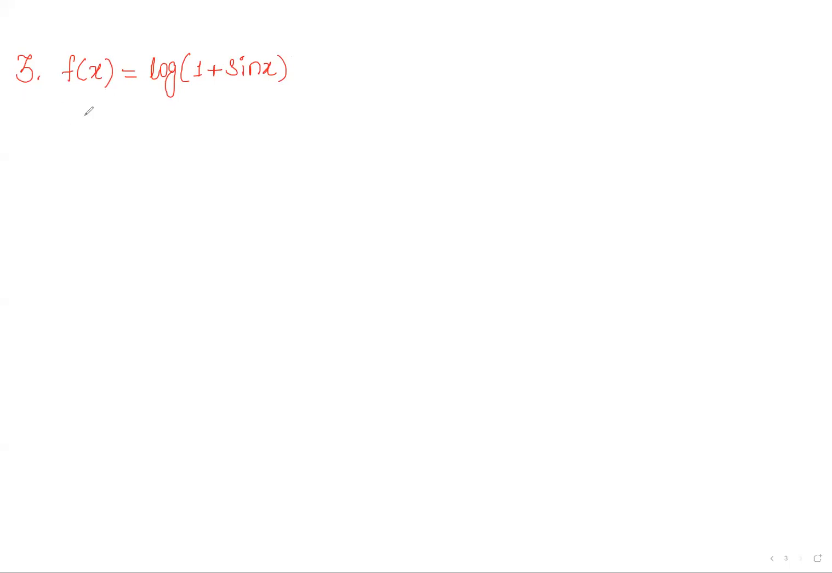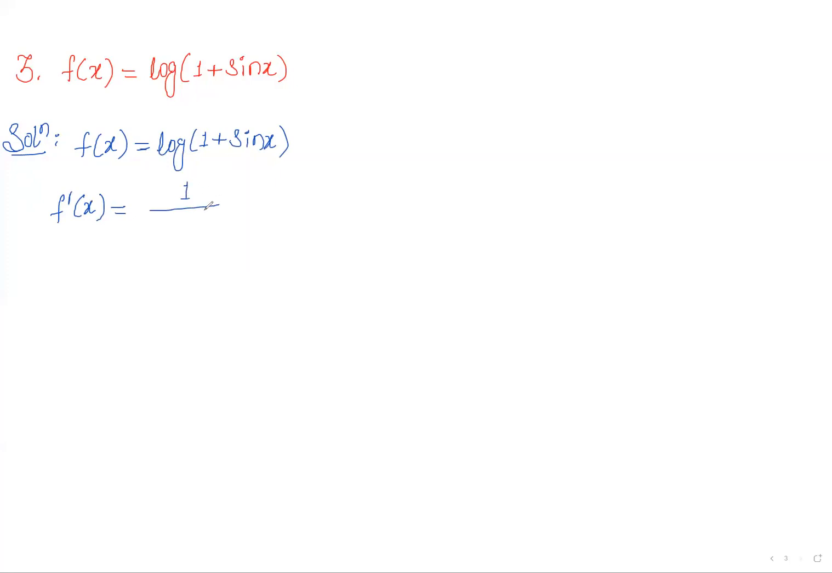f of x is equal to log of 1 plus sin x. Consider the given function f of x, which is equal to log of 1 plus sin x. Differentiate this function with respect to x. We get f dash of x is equal to the derivative of log of 1 plus sin x.